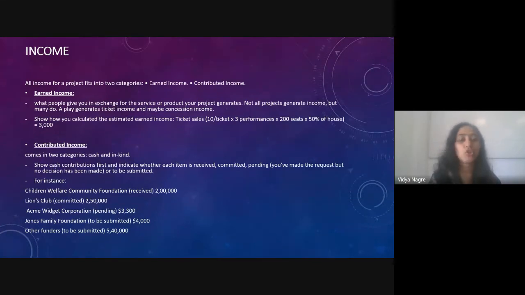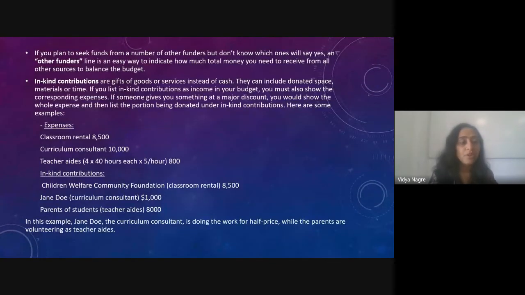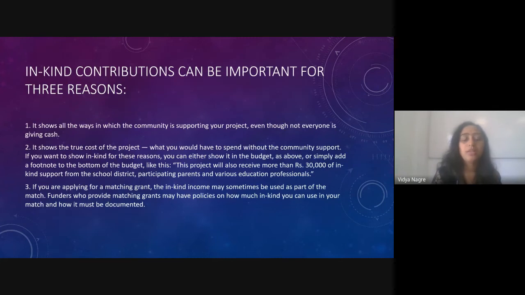Contributed income is not in cash, which is also known as in kind. There are certain people who donate the amount to you. Under that also, please make a separate list of which amount you received, which is committed but not received yet, or which is pending or to be submitted, something like that. If you plan to seek funds from a number of other funders also, then list them under the section of other funders. In-kind contributions, we have already talked about, are not in cash but in goods or some other kind of help.